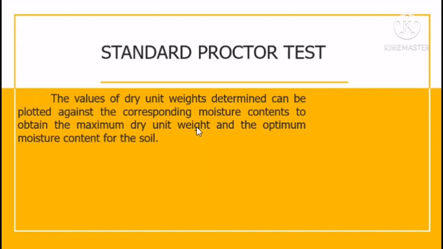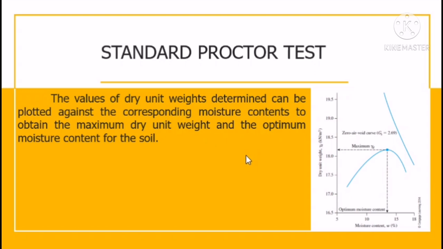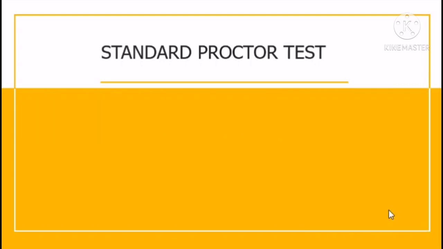And then the values of dry unit weights can be determined and plotted against the corresponding moisture contents to obtain the maximum dry unit weight and the optimum moisture content of the soil. So this is the results from the laboratory. Again, di ba sinabi ko na kukunin yung moisture content. So, ipa-plot yung dry unit weight versus the moisture content and then you'll achieve the optimum moisture content. Again, the maximum dry unit weight is this one and the moisture content at the maximum dry unit weight is what we call the optimum moisture content.